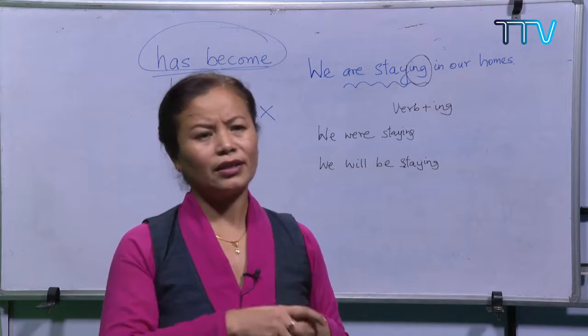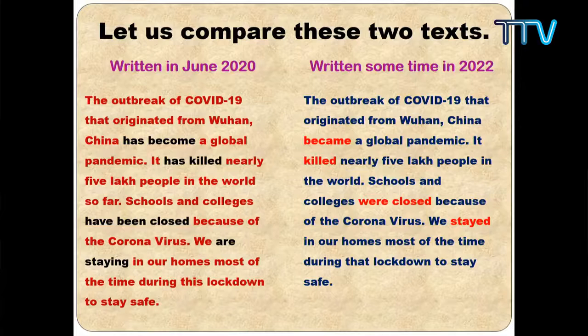Let's look at the text again. In the first text, China has become, right? And in the second text, the verb I have used is China became a global pandemic. This is something that happened in the past, right? No connection in a way. That is something happened in the past. So we are not talking about the connections, right? It killed nearly 5 lakh people in the world. So this is again something that happened in the past.